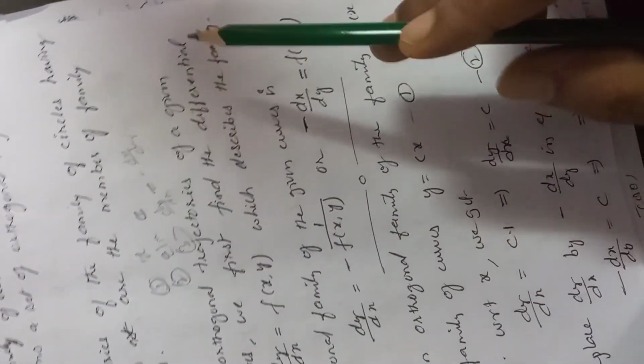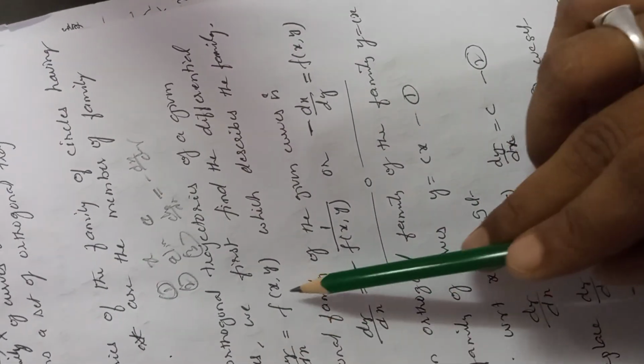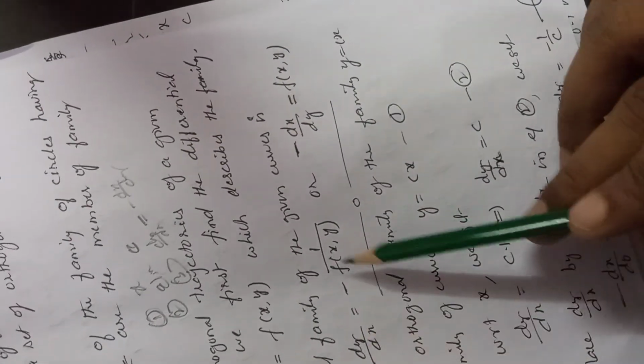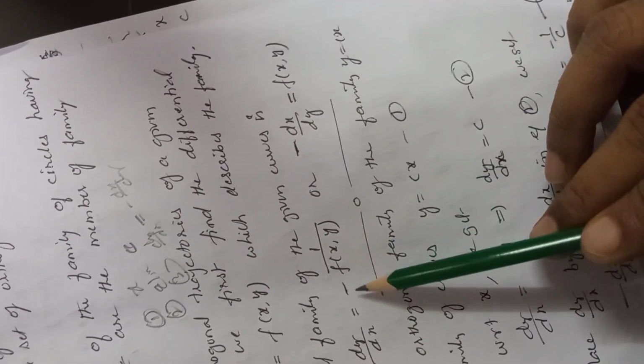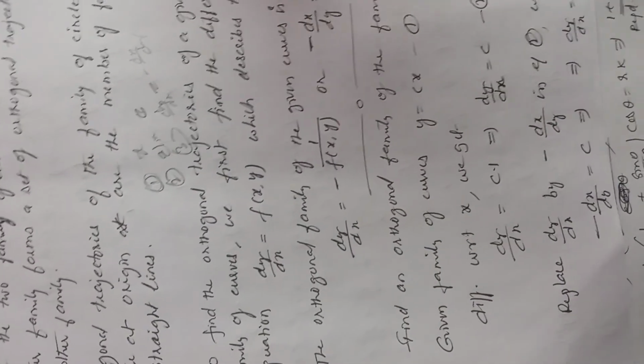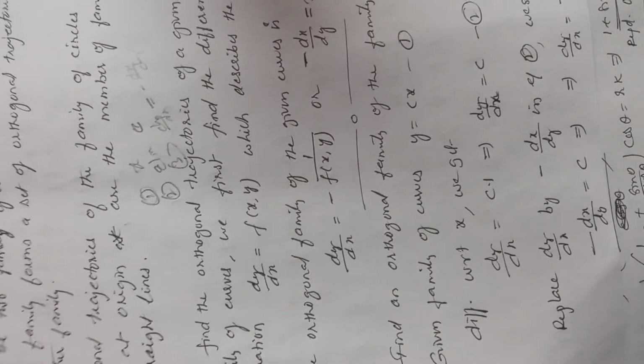Now let us see a problem. Here we have given the working procedure: the orthogonal trajectory of given curves dy by dx is equal to f of x comma y is dy by dx is equal to 1 by minus f of x comma y. Now, one simple application: find the orthogonal trajectories of the family of curves y is equal to cx. First of all I am writing the given equation; call that equation number 1.